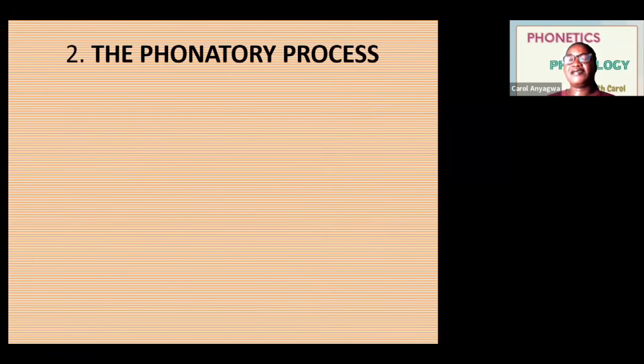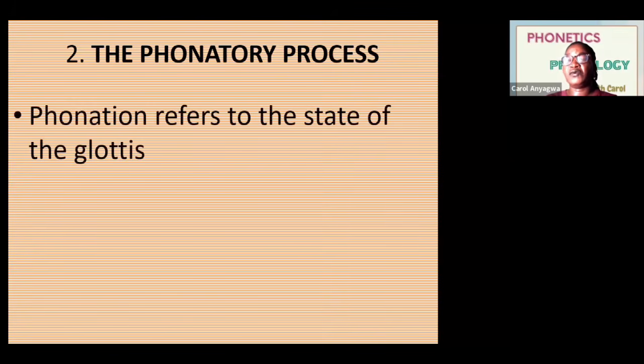As the air leaves the lungs, it moves upwards in the human anatomy. And the next point of call is the larynx. The larynx contains the vocal folds, and between the two vocal folds, we have the opening or aperture, if you like, which we call the glottis. So phonation refers to the state of the glottis. And what do we mean by the state of the glottis?